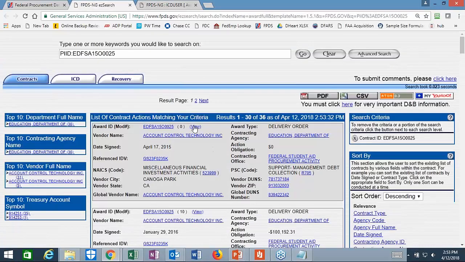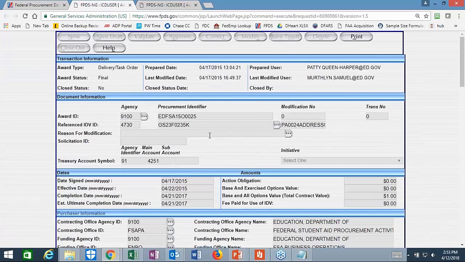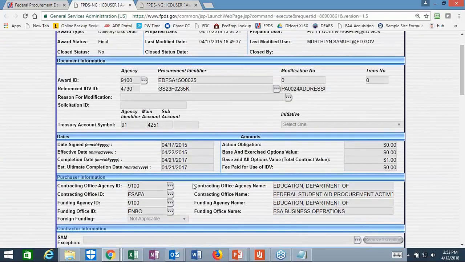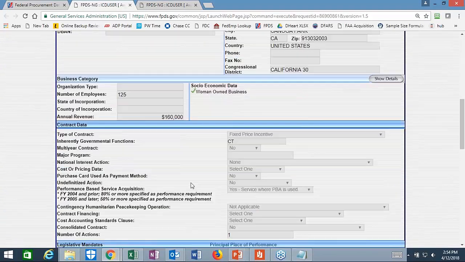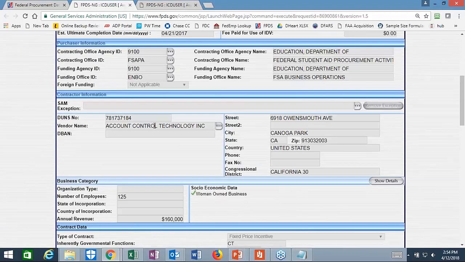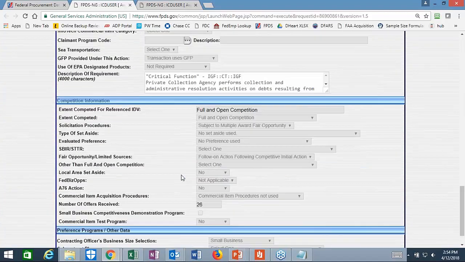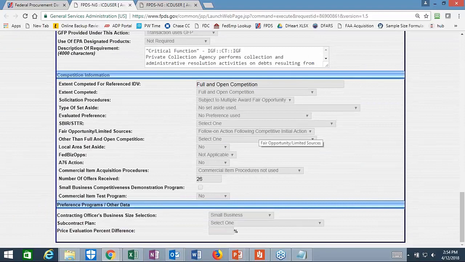And here's one that they were given, I don't know what the word is, non-competitively awarded so that they could go for another couple of years. I think they've extended it out even farther than that. But this is a follow-on action following a competitive initial action.